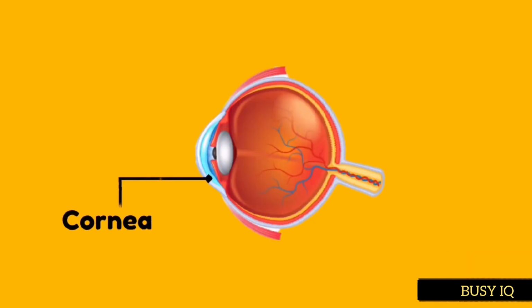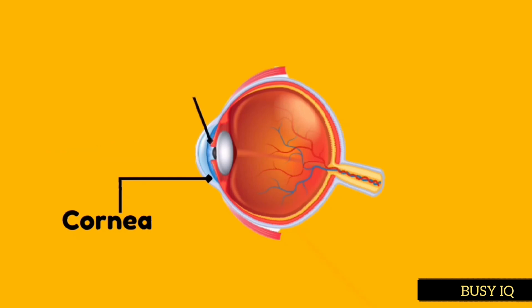The cornea. The cornea is the transparent outermost layer of the eye. It serves as a protective covering and it allows light to pass through it. Because of its transparent nature, light enters the eye through the cornea. The cornea helps focus the incoming light into the next part of the eye.